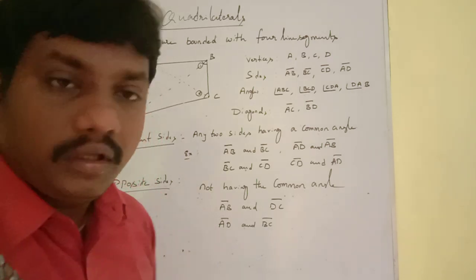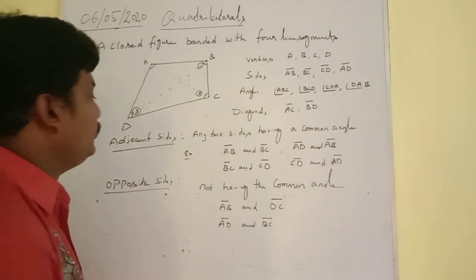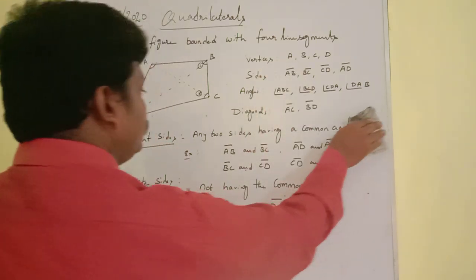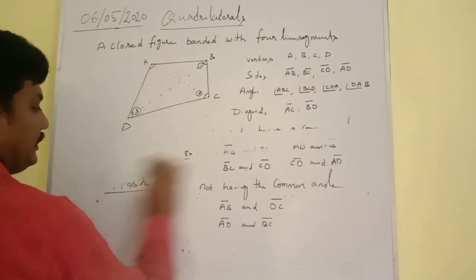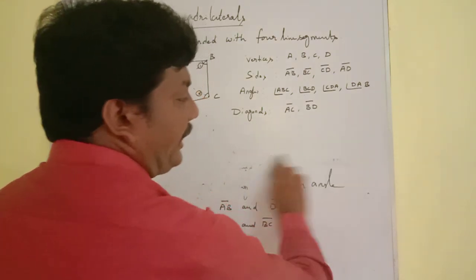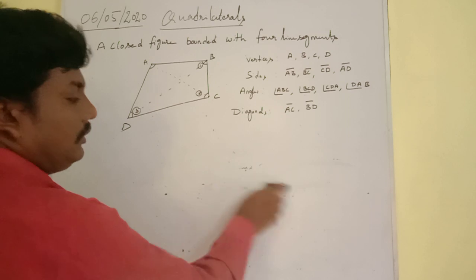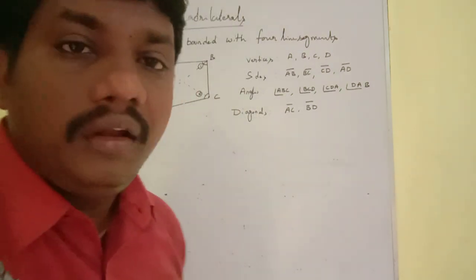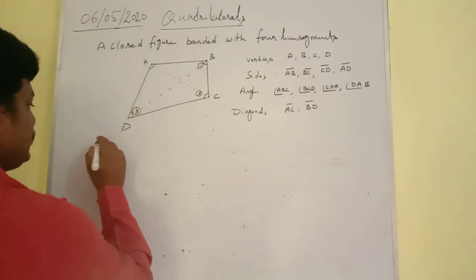Now we have come across the parts of a quadrilateral based on the sides. Now coming to angles, what is an adjacent angle and what is an opposite angle? We have to know what the adjacent angles and the opposite angles of a quadrilateral are. Adjacent angles.